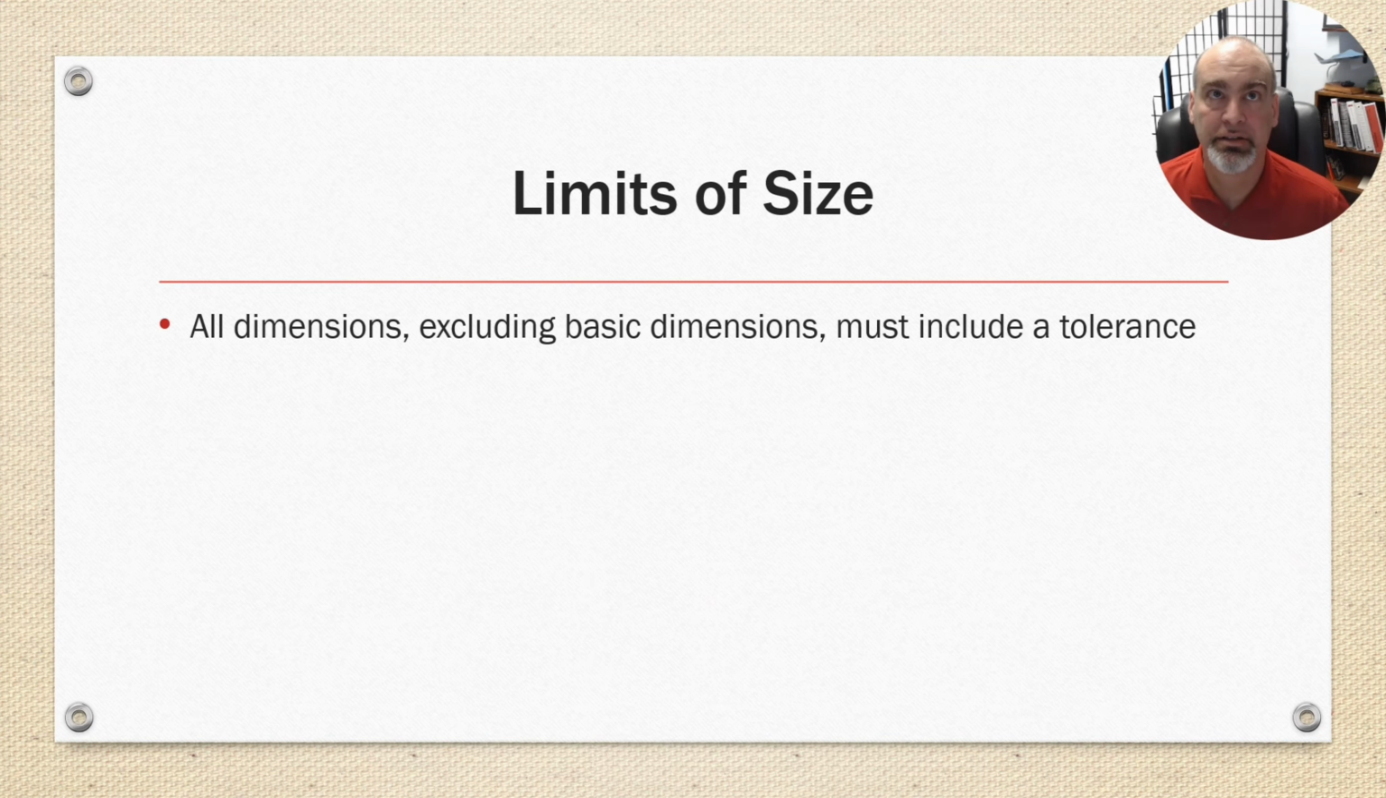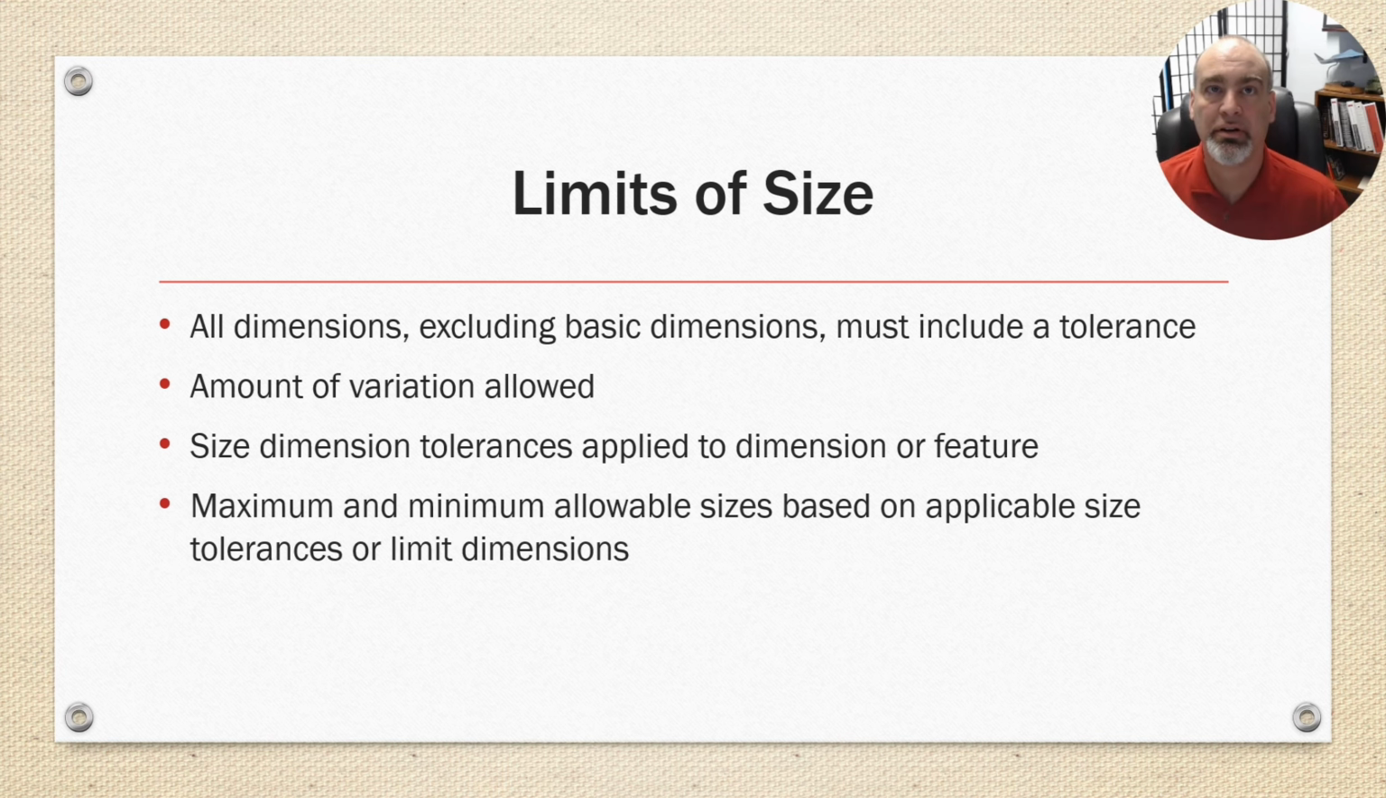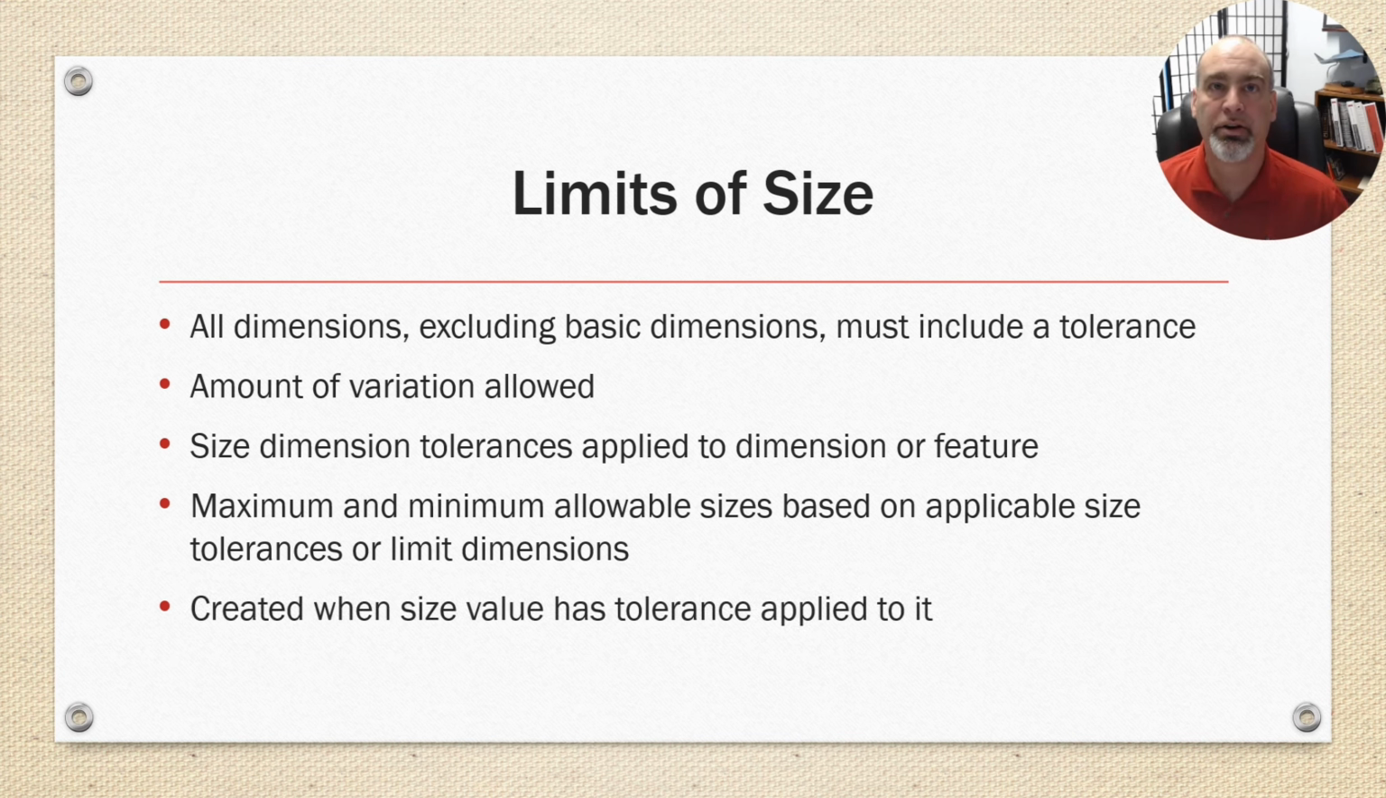Limits of size. All dimensions, excluding basic dimensions, must include tolerance. The amount of variation allowed. Size dimension tolerances are applied to a dimension or feature, and the maximum and minimum allowable size is based on applicable size tolerances or limit dimensions. These are created when a size value has tolerance applied to it.